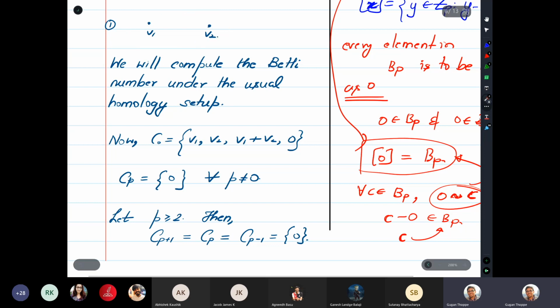The purpose of this example is to make sure you understand how to do these different calculations. Hopefully in the next class we will do a slightly more complicated example, and with that you will be able to figure out, in general, if any simplicial complex is given to you, how to go about computing the different Betti numbers corresponding to that.